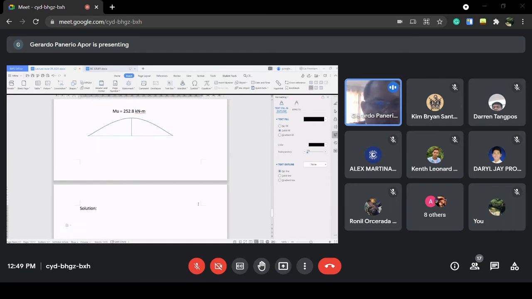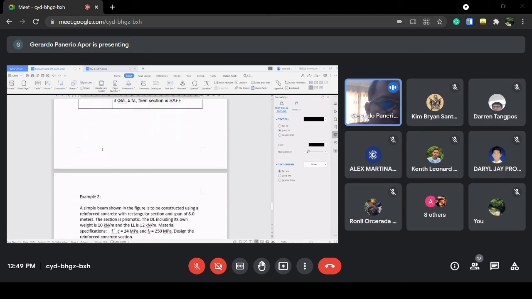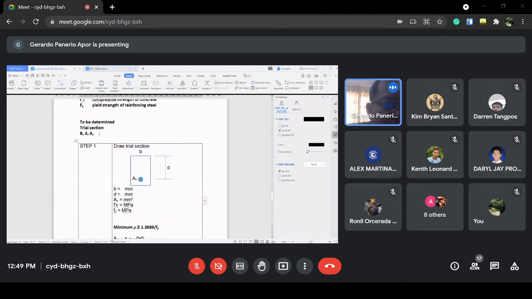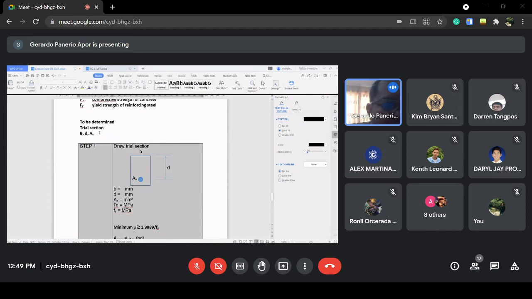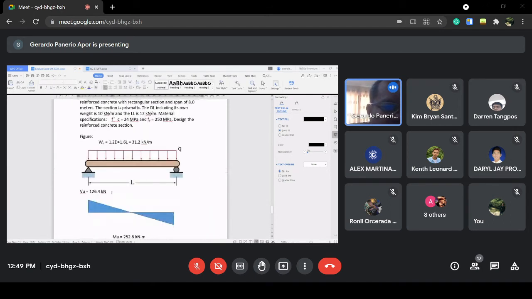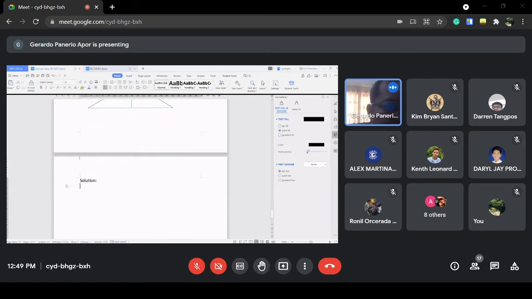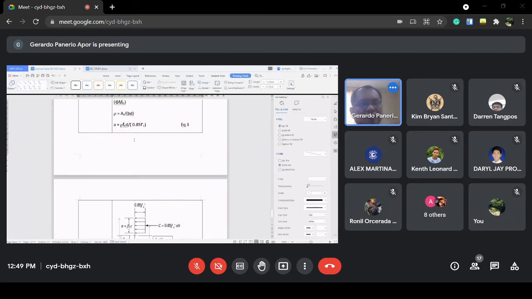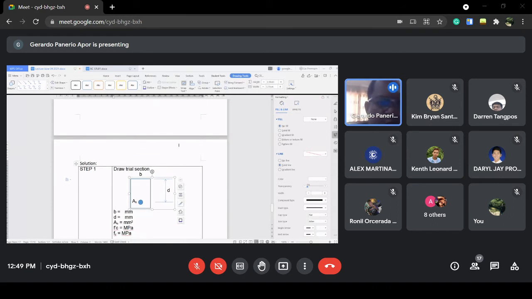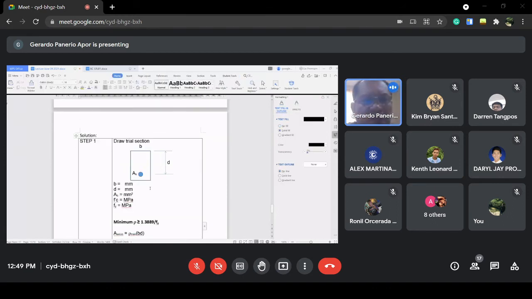Okay, solution. I'll just copy this one table. There are three steps already. Okay. Copy. Then I will paste it here. Okay. So, trial section, no? So easy. I will just say my B is 250 mm. 250 mm. My D is 500 mm. I will just say 450 mm.